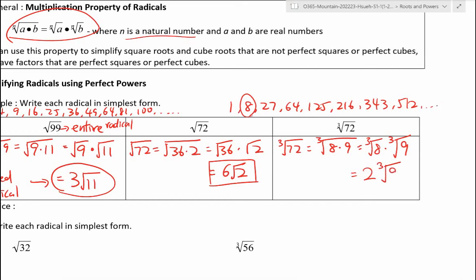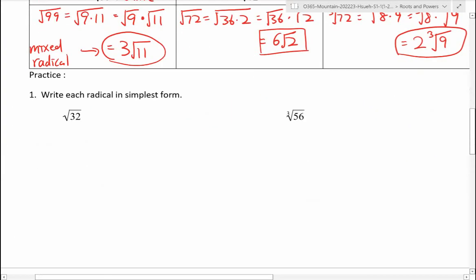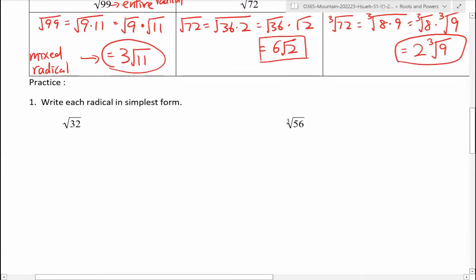Now, don't forget to include your index, okay? That is a common mistake, including myself. Sometimes I just left out the index. It is very important to keep it there, okay? All right, so that is how you simplify radicals using perfect powers. There are two examples here, okay? So I'll let you try it, and I'll show you the answer in a bit, okay?